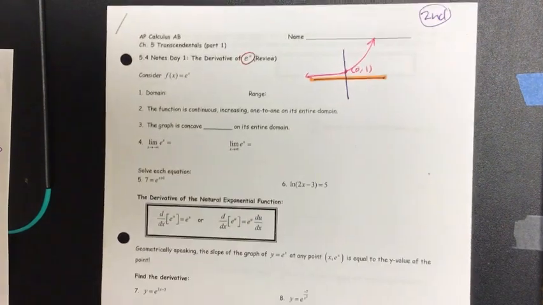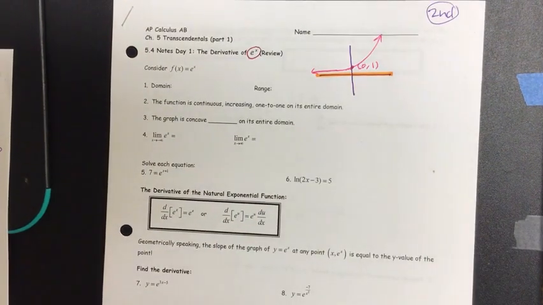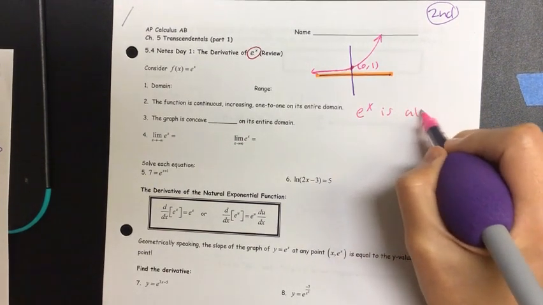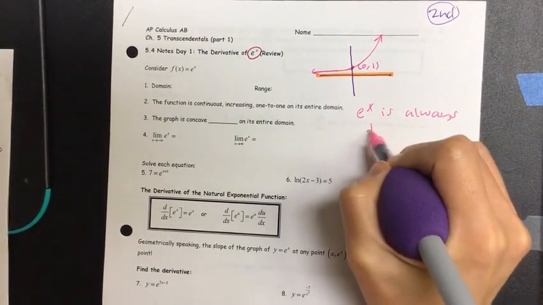So one thing we can conclude from e to the x: does e to the x ever reach 0 on y equals 0? Does it ever reach negative? No. So the bottom line is e to the x is always positive.